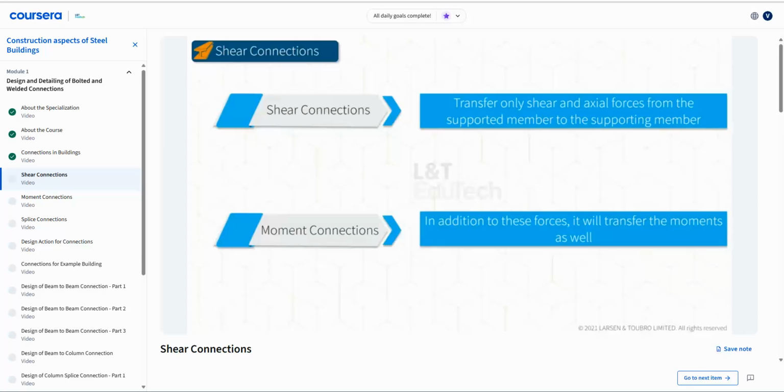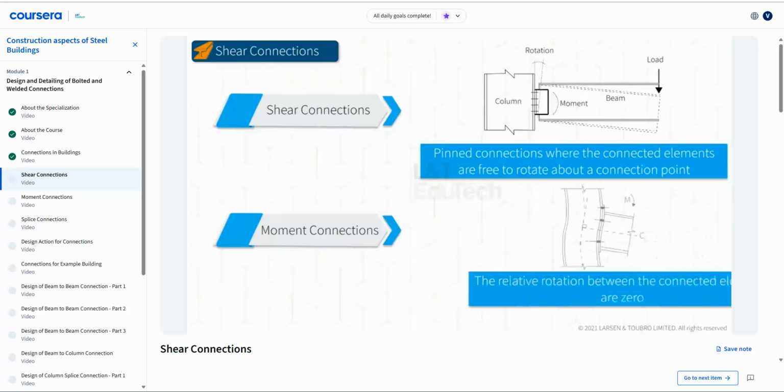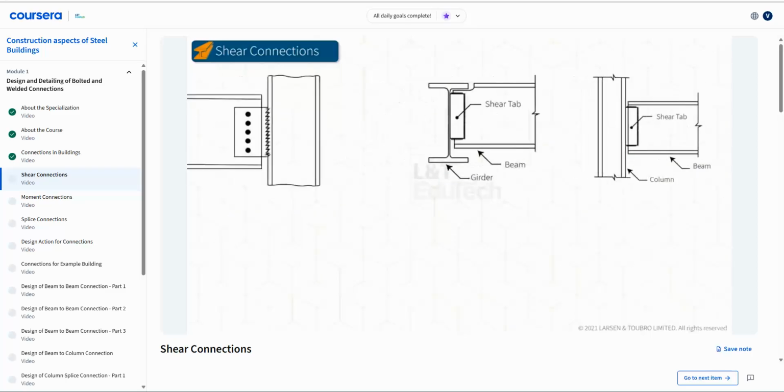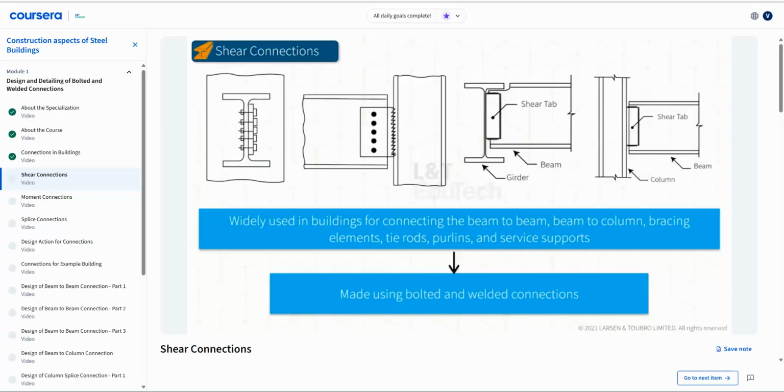From the behavior point of view, shear connections are pinned connections where the connected elements are free to rotate about a connection point, and in moment connections, the relative rotation between the connected elements is zero. Shear connections are a widely used connection type in buildings for connecting the beam to column, bracing elements, tie rods, purlins, service supports, etc. These are made using bolted and welded connections.